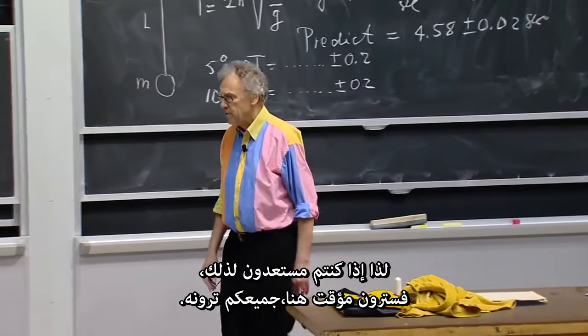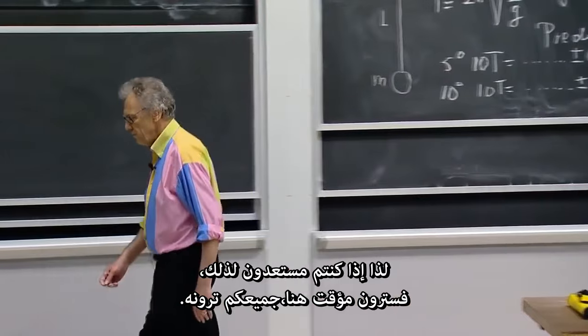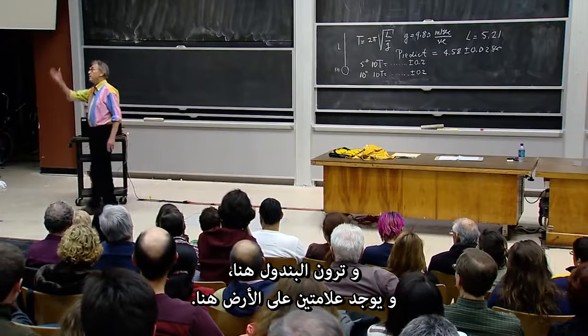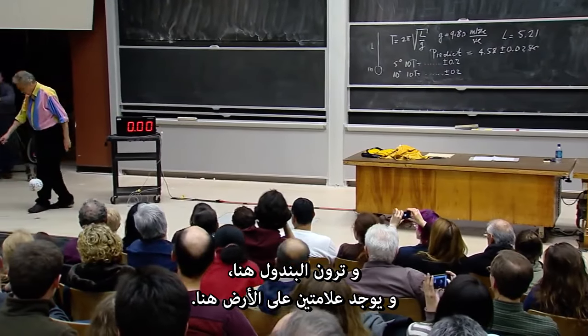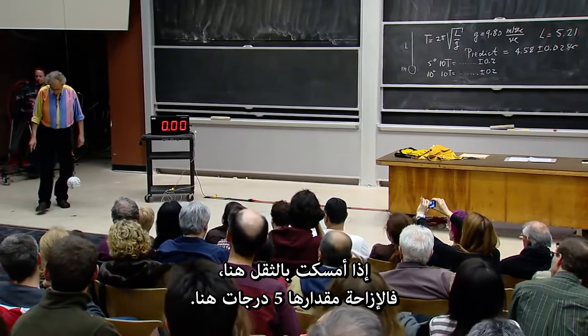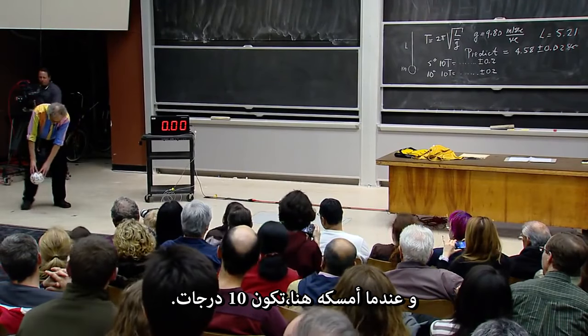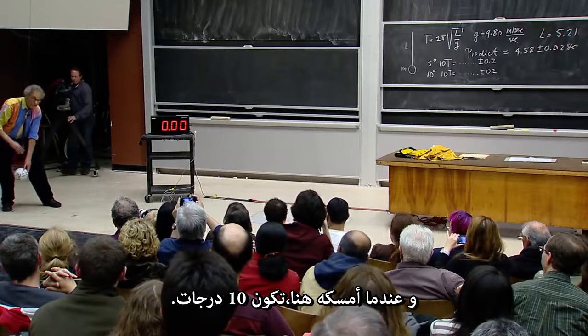So, if you're ready for that, you see here the timer, all of you can see, and here you see the pendulum, and I have 2 marks on the floor here. If I hold the bob here, then it is 5 degrees, and when I hold the bob here, it is 10 degrees.